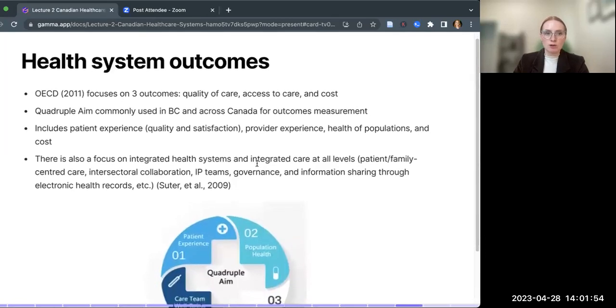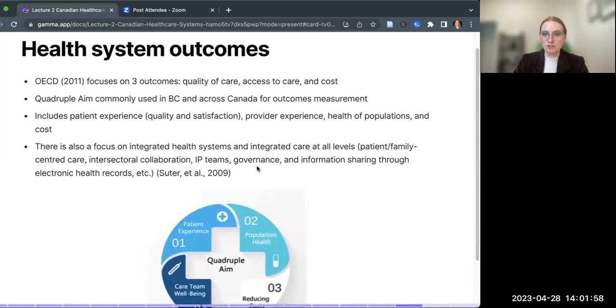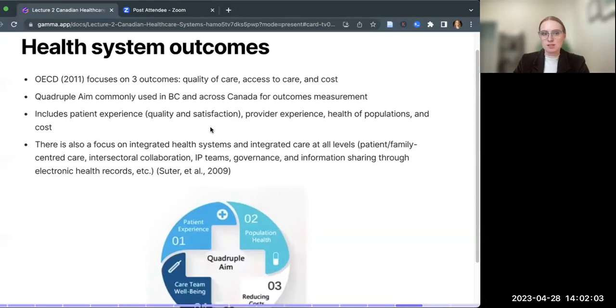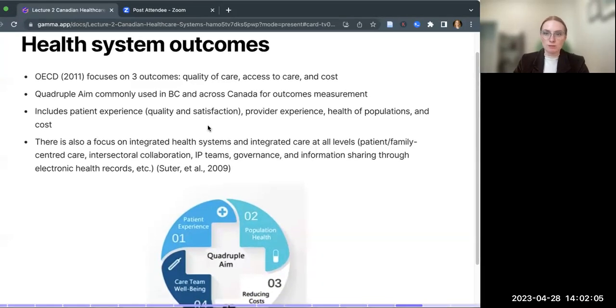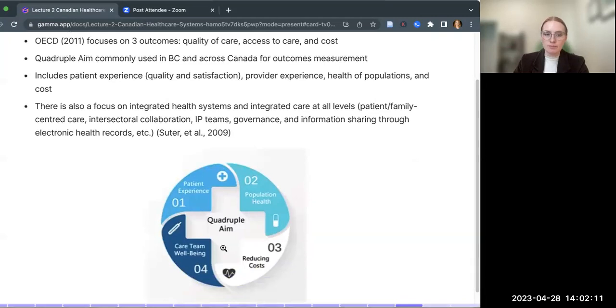A note about health system outcomes. In 2011, it started off as the triple aim, which was quality of care, access to care, and cost. Since then, it has been expanded to the quadruple aim, which is focused on patient experience, population health, reducing costs, but then also this fourth piece of care team well-being.